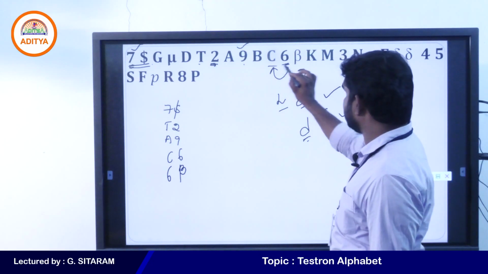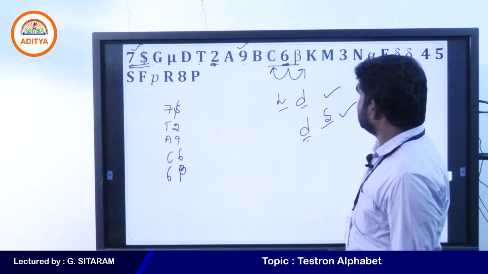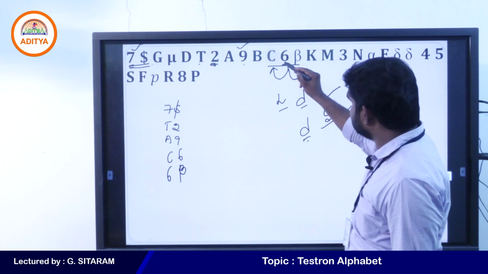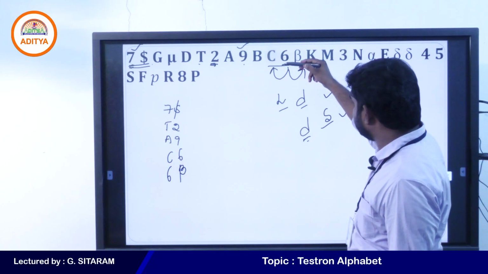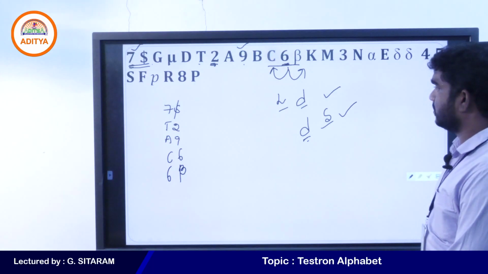Why can you take 2 times? Here 6 is preceded by a letter and 6 is followed by a beta. Okay, then you can take 2 times.